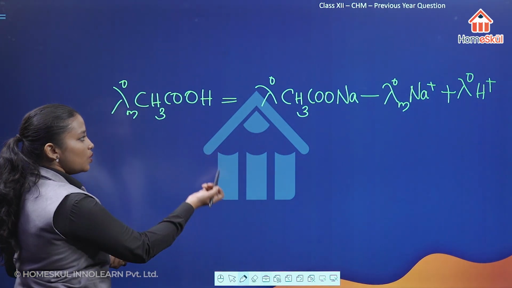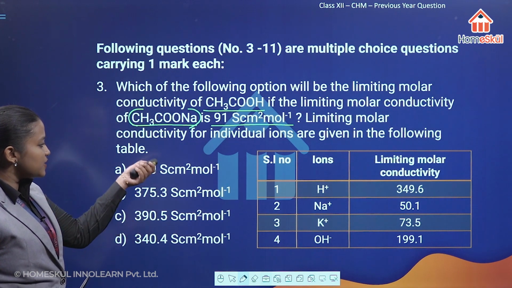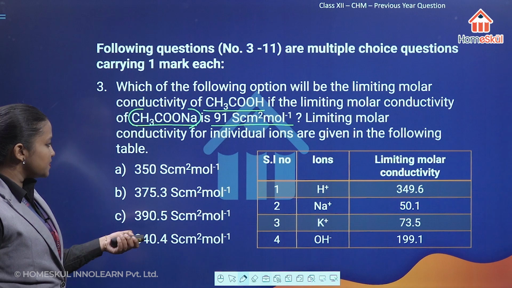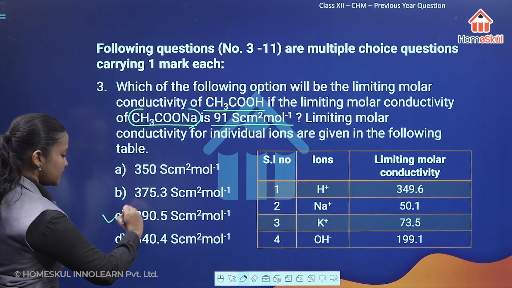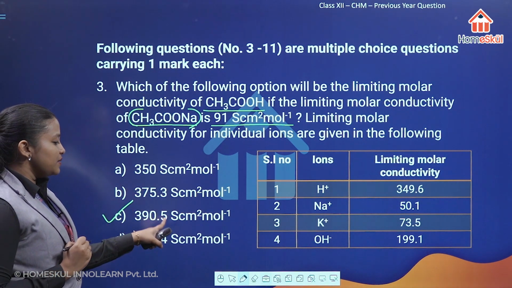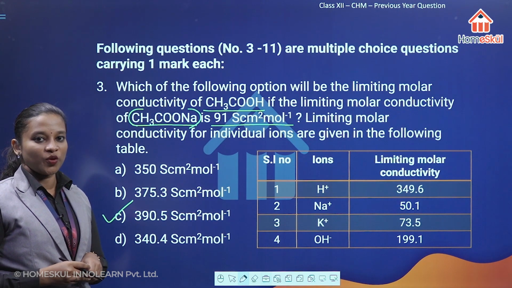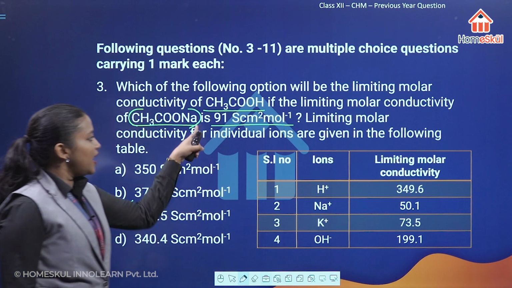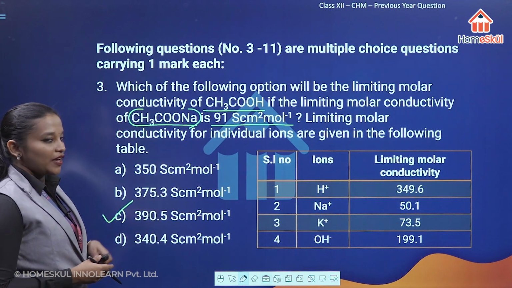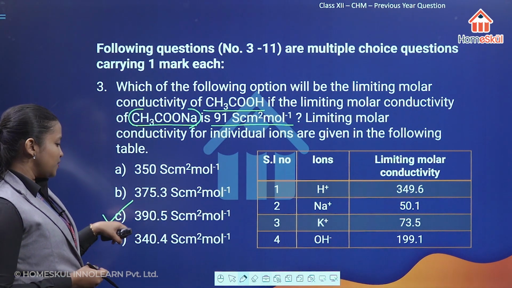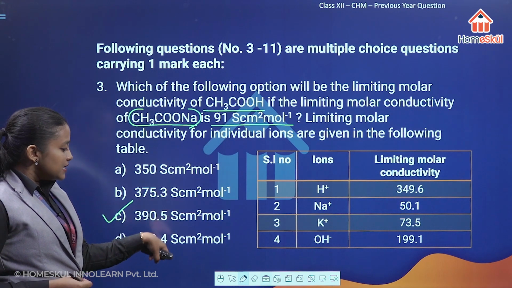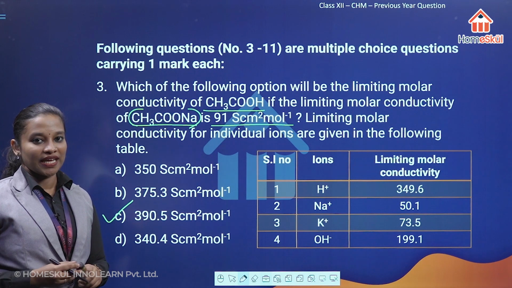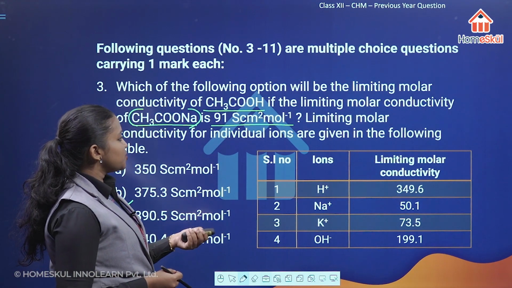We have to put the corresponding values in this equation and we will get the answer, 390.5 Siemens centimeter square per mole. Just by putting the values of Na plus, H plus and this 91, we get that value. So 390.5 Siemens centimeter square per mole is the correct answer. Now, moving on to the next.